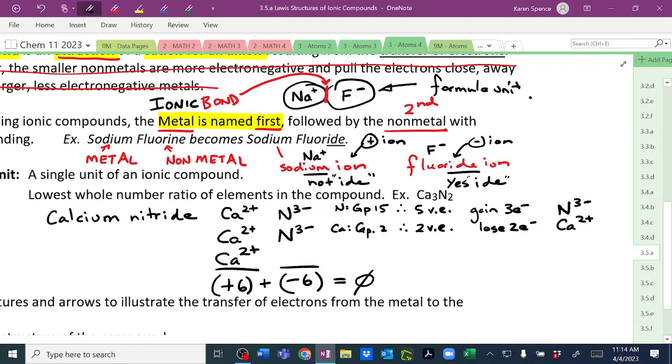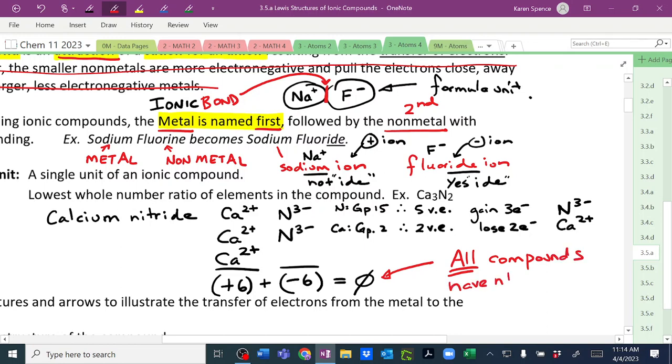And what that means is that in order to have the net charge equal to 0, because all compounds have a net charge of 0, we would need to have 1, 2, 3 calciums. So we would write Ca, and then in order to show that there are 3 of them, we would write a little 3 down here.